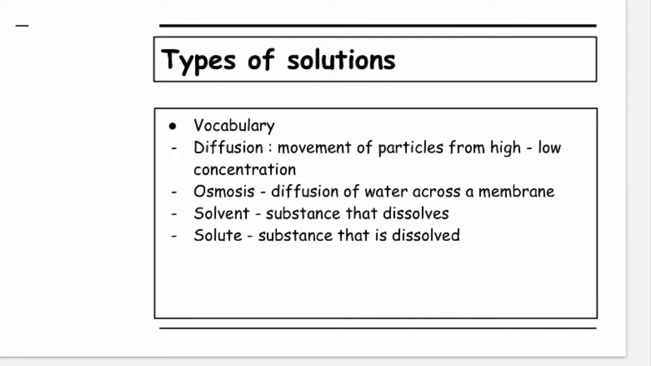Before we talk about the different types of solutions, we need to understand some basic vocabulary. The first word is diffusion, and we know that that's the movement of particles from high to low concentration. Osmosis is the diffusion of water across a membrane. And the difference between a solvent and solute is that a solvent is the substance that dissolves, while a solute is the substance that's dissolved. So in a saltwater solution, the solvent would be water, while the solute is salt because it gets dissolved in the water.